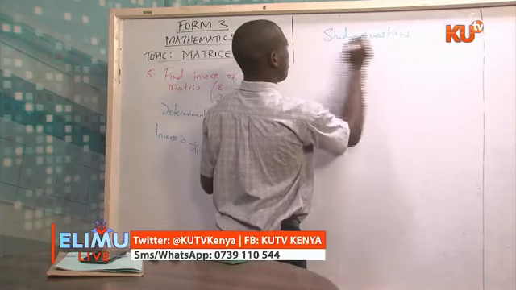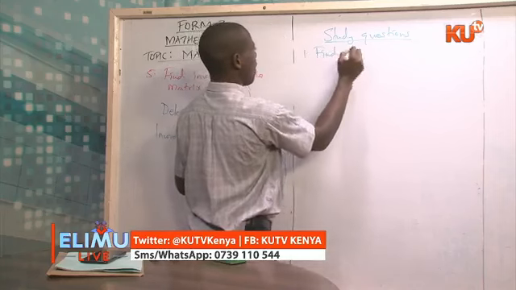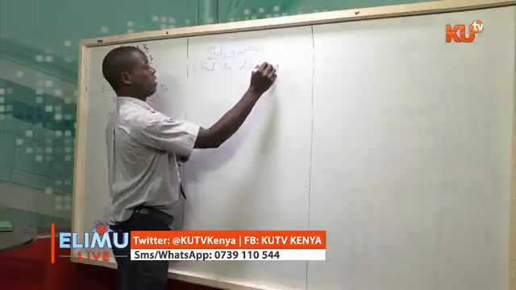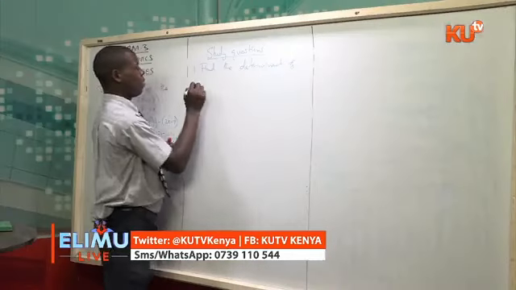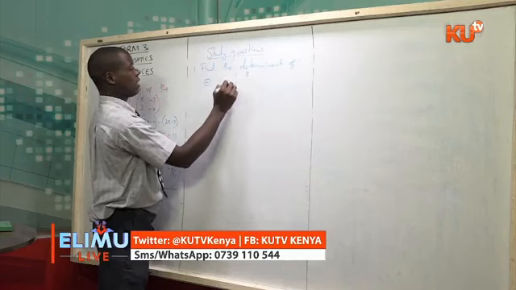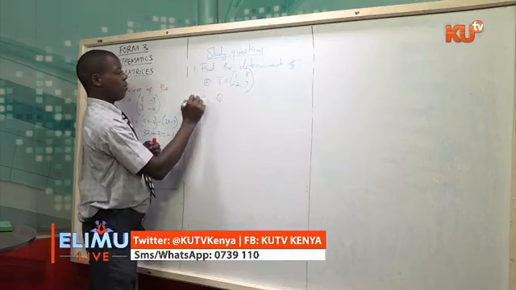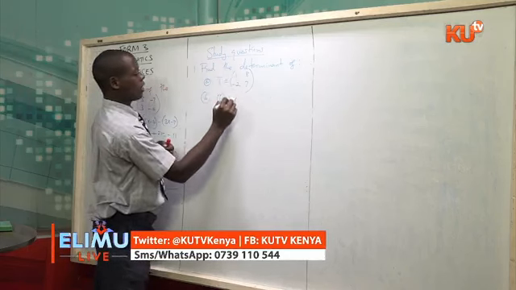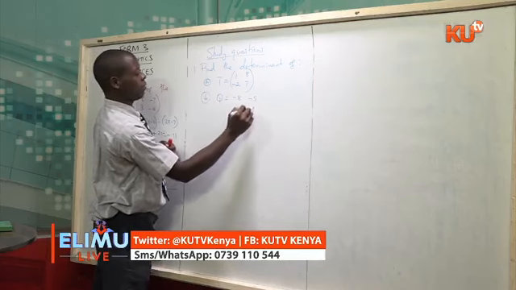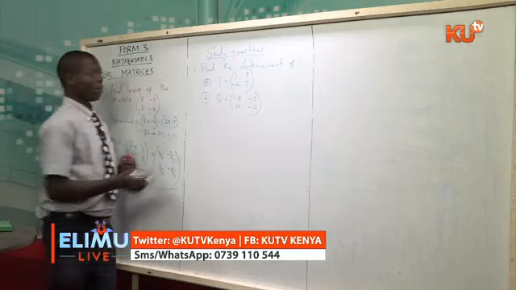Study questions. Number 1, you are told to find the determinant of the matrix T, which is 1, 8, negative 2, 7, and the matrix Q, which has negative 8, negative 5, 10, negative 12. You find the determinant of those two matrices.